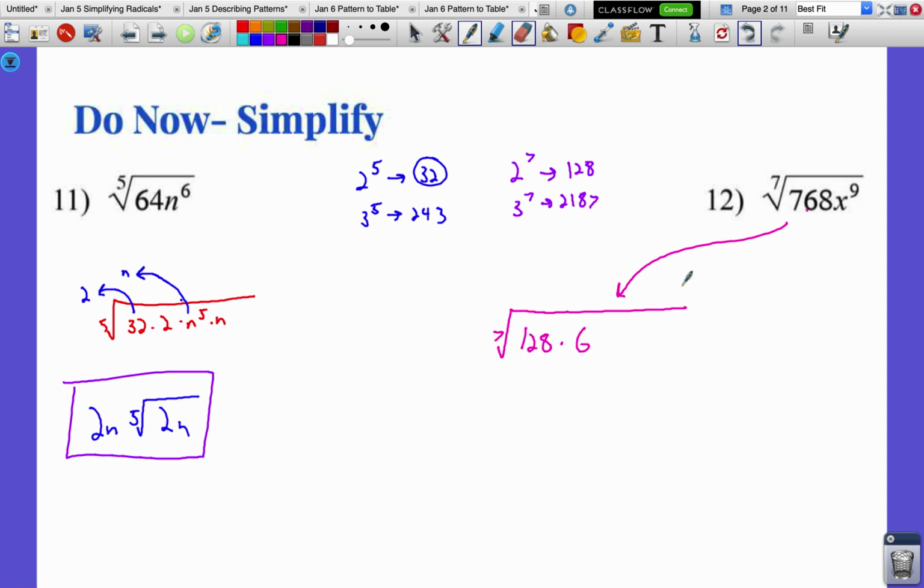And then that x to the 9th, I want to split that into an x to the 7th times x squared. There's still 9 x's there, but I'll be able to negate this power of 7 and bring out just an x. And here I'm going to bring out a 2, because 2 to the 7th is 128. 7th root of 2 to the 7th would just be 2. So I'm bringing out an x and a 2, so we have 2x times the 7th root of everything left behind, which was a 6 and an x squared. And we'll put a box around this one.